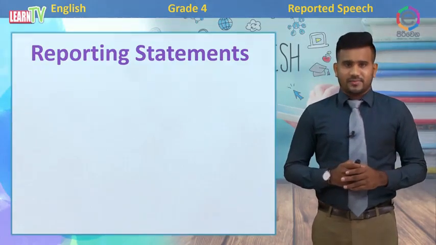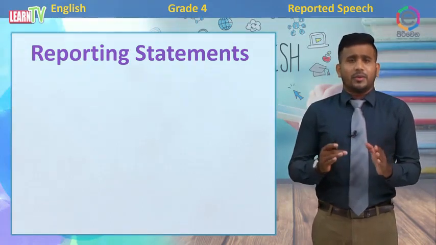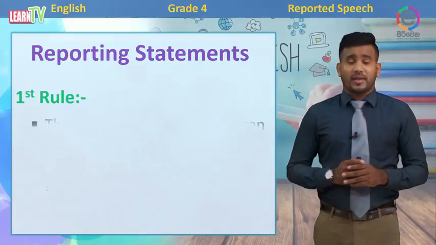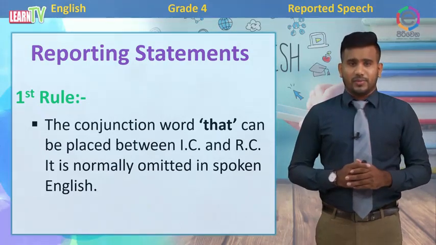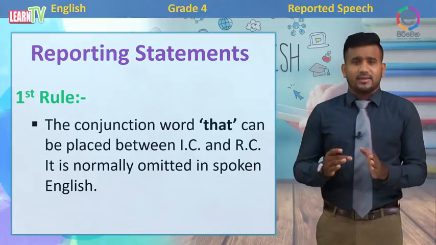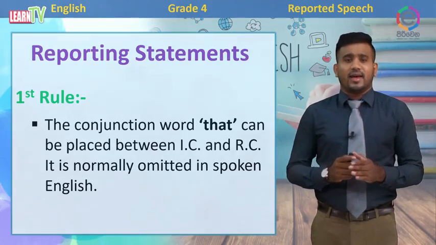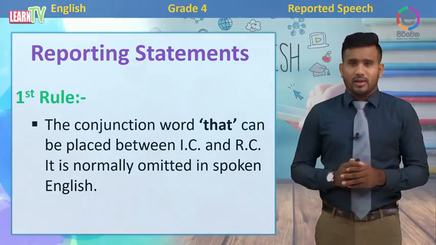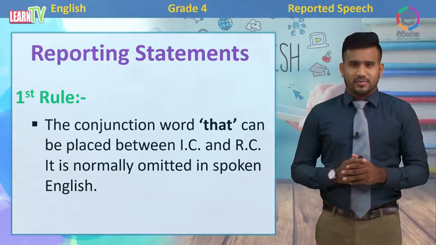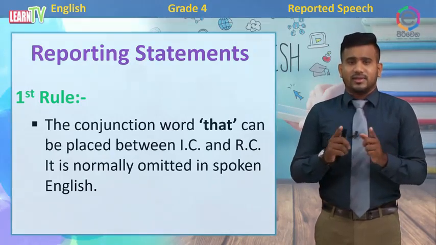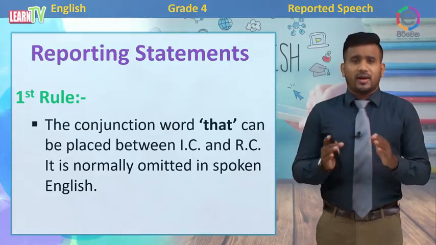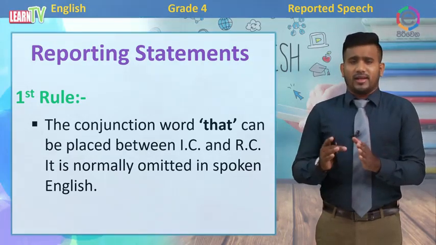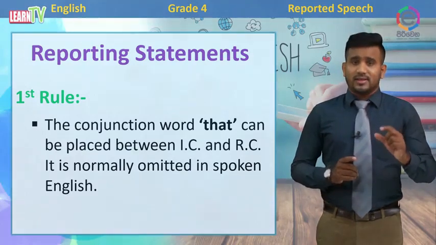Reporting statements. Now you can learn how to report a statement. First rule. The conjunction word that can be placed between IC and RC. IC means introductory clause, RC means reported clause. So again, the conjunction word that can be placed between the introductory clause and the reported clause. It is normally omitted in spoken English. It means the word that.